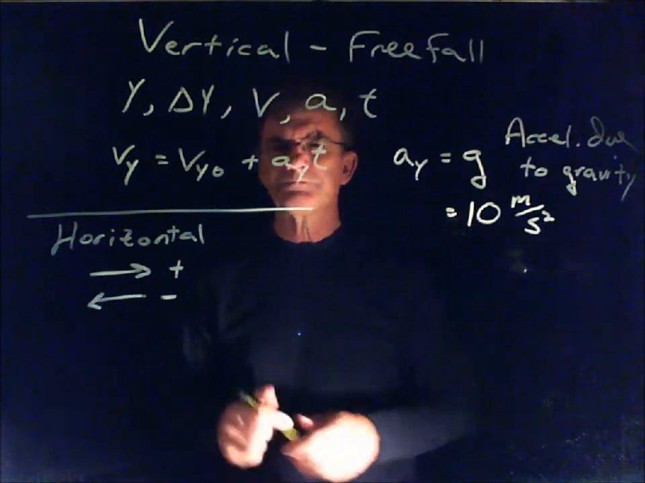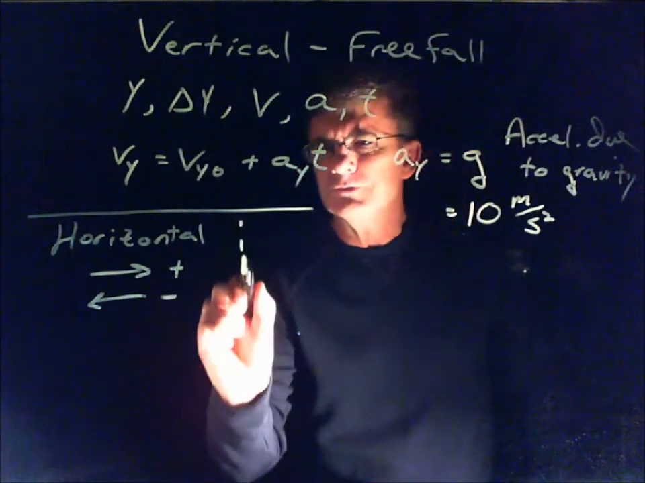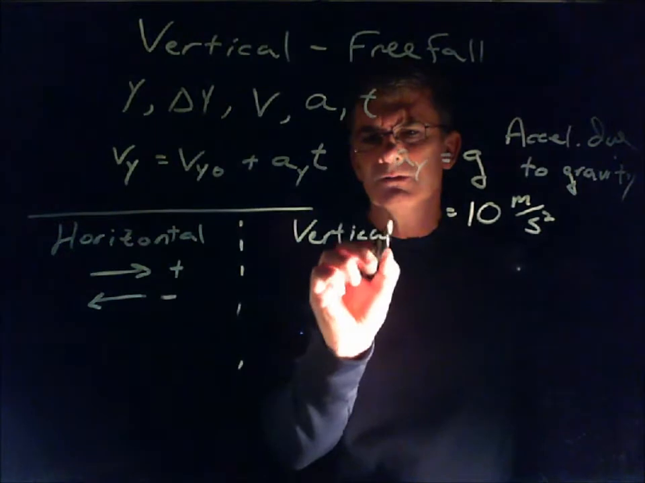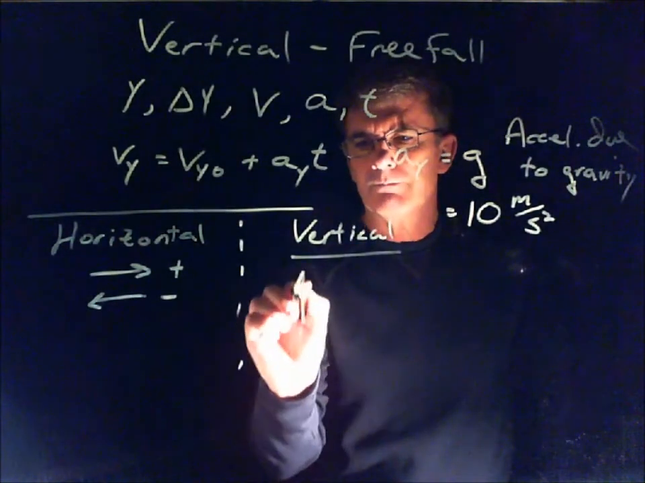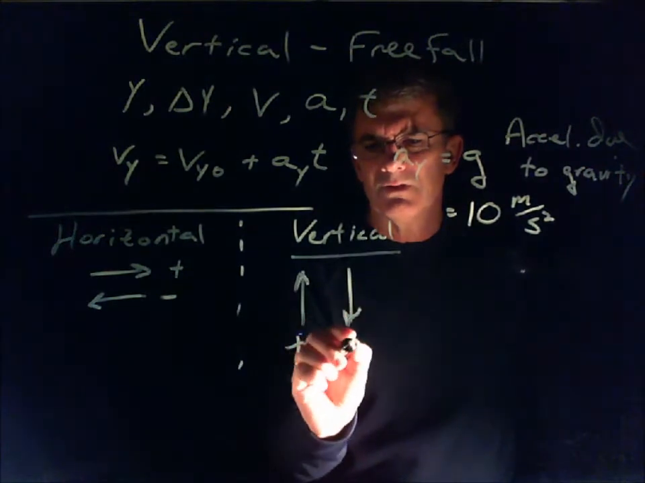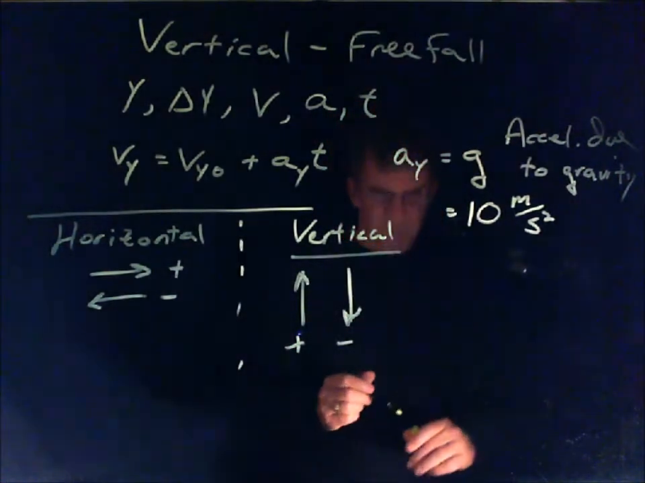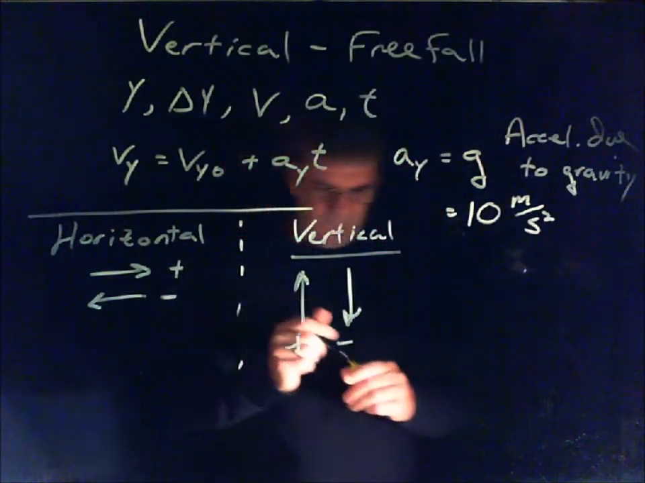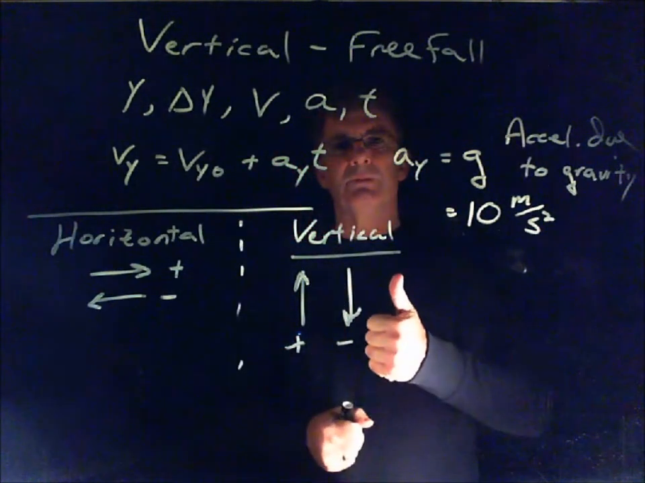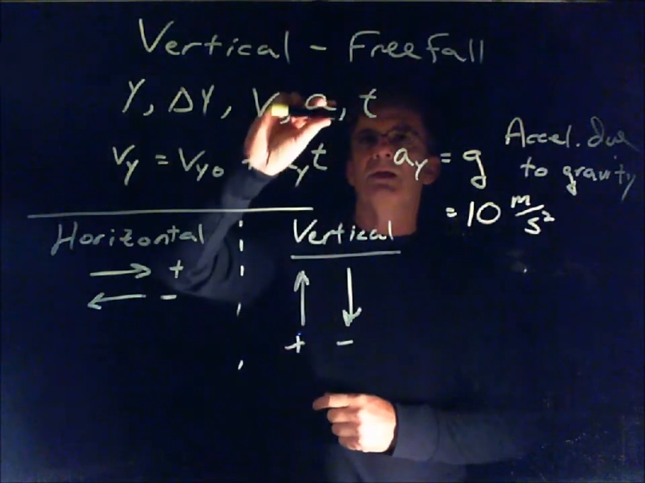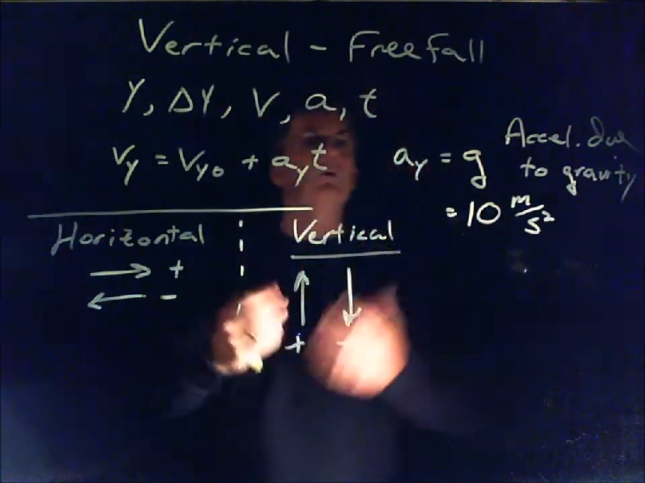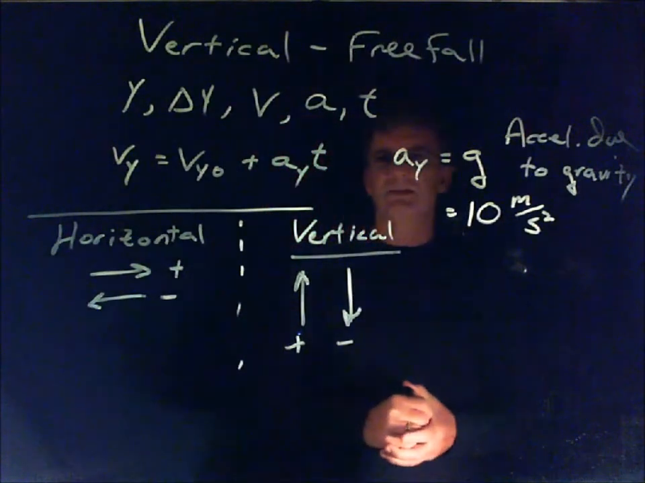If we don't know the direction, we just say the direction the object is going is positive, the opposite direction is negative. For vertical motion, though, it's a little bit easier. If it's going up, that's a positive direction. If it's going down, that's a negative direction. So when we throw an object up in the air, initial velocity will be positive. It goes up in the air, it stops, it comes back down. As it's falling down, we now have a negative velocity.